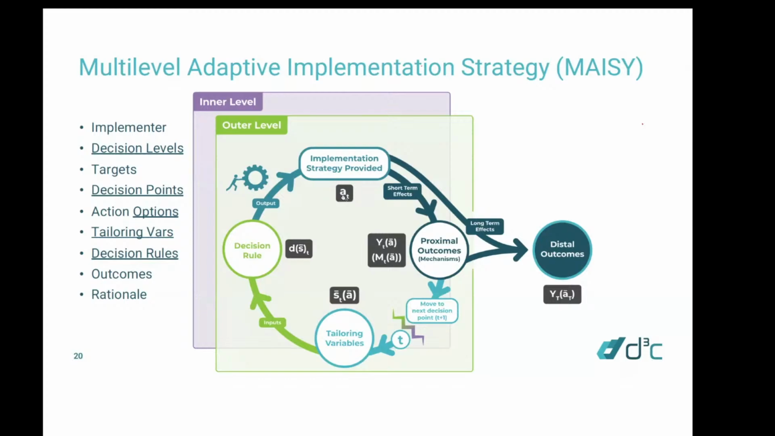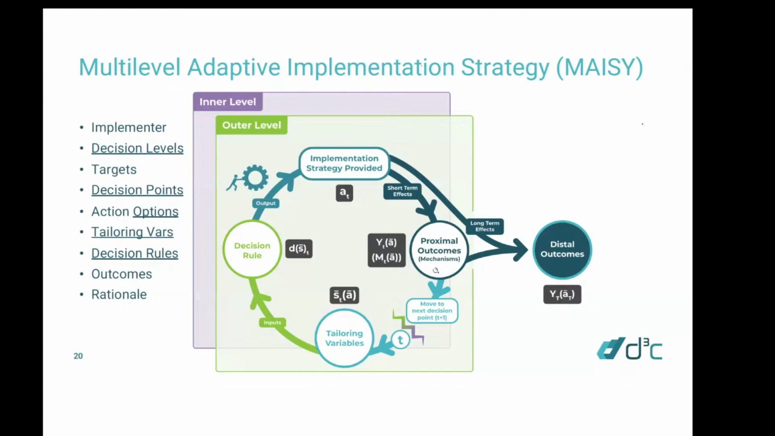At each of these decision points, I have action options. And you see how the word option is underlined there. The reason the word option is underlined there is because at every single one of these decision points, okay, and this is a decision point from the perspective of an implementer, let's be clear about that, at each one of these decision points, the implementer has to decide what action option to provide. So maybe at the first decision point, they're providing facilitation. Maybe at a second decision point, they're providing something else. But at every decision point, I have a set of options. That entire set of options is part of what we're talking about here. That action is taken at that decision point, and then we come to the proximal outcomes.